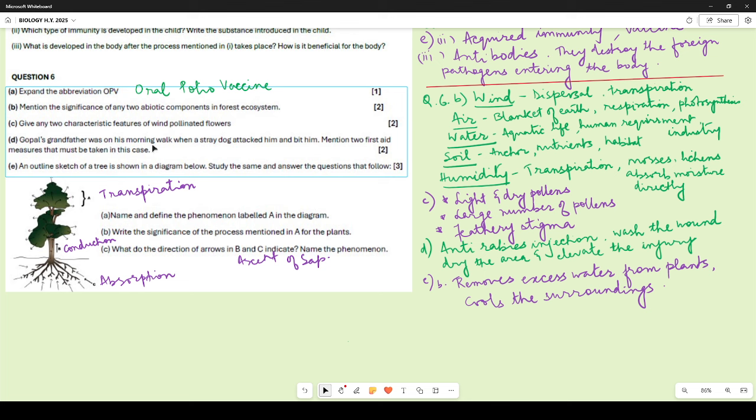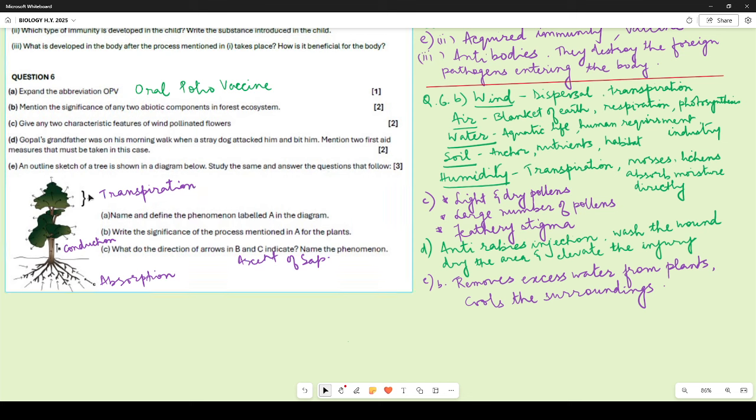Gopal's grandfather was on his morning walk when a stray dog attacked him and bit him. Mention two first aid measures that must be taken in this case. First and foremost, we have to wash the wound for a long period of time, then dry the area. You can also elevate the injured part. And an anti-rabies injection. Not anti-rabies vaccine, friend, anti-rabies injection is given. Okay.